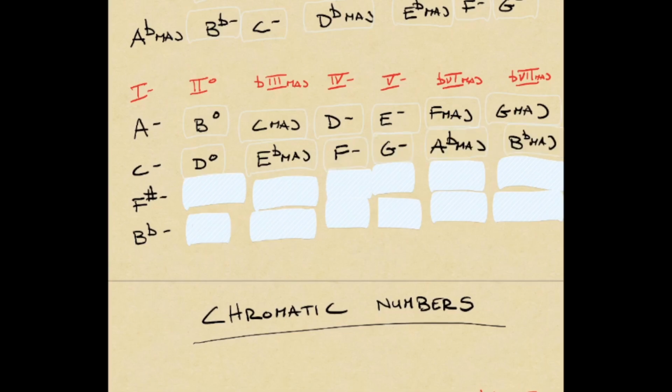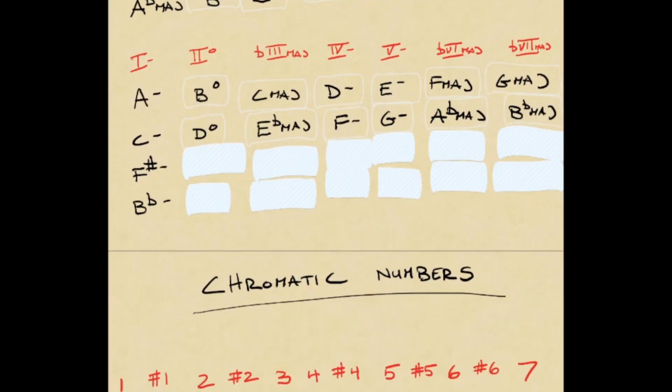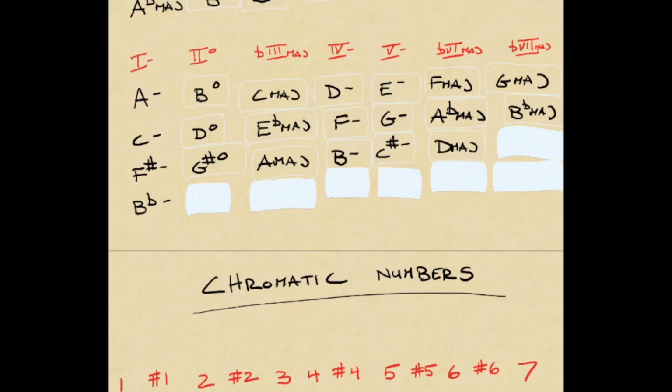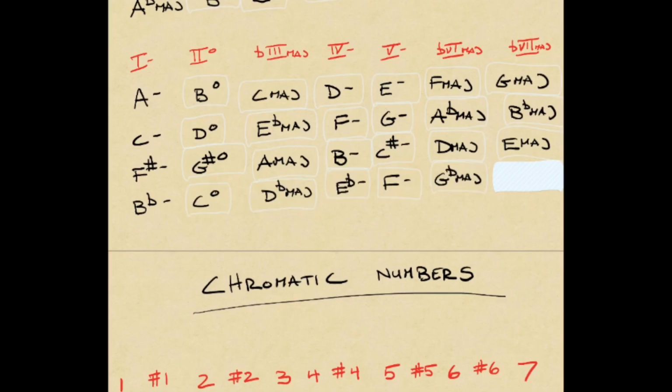I'm trying to go through these quick. If you're going to play this and use it on stage, if somebody's calling chords out, you've got to think fast, man. So key of F sharp minor is 1, G sharp diminished, A major, B minor, C sharp minor, D major, E major. Last one, B flat minor, so B flat minor is 1, C diminished is 2, D flat major 3, E flat minor, F minor, G flat major, A flat major.